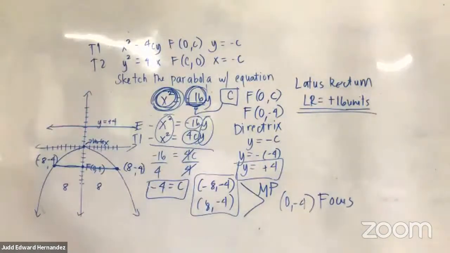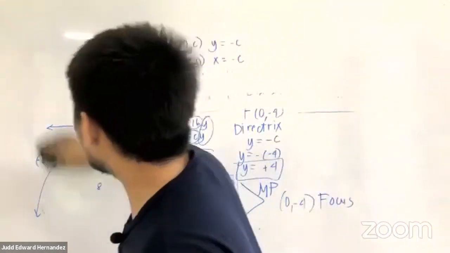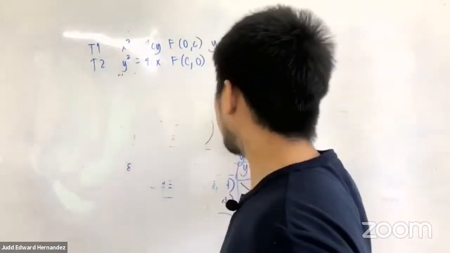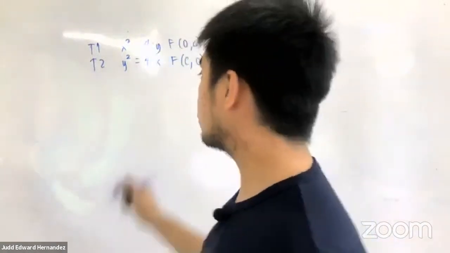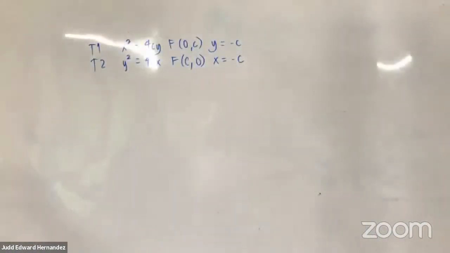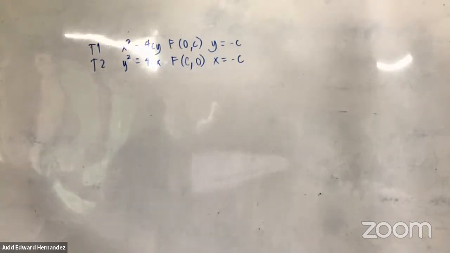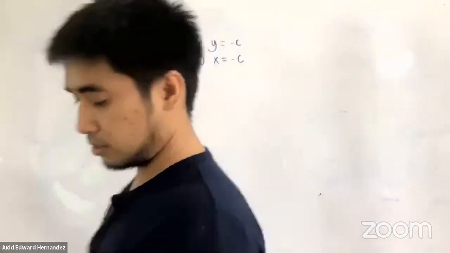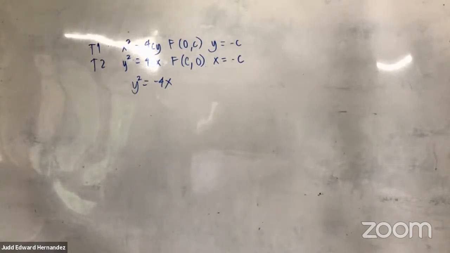Okay. So magbigay naman tayo ngayon ng example if yung equation naman natin is it's either opening to the left or to the right. So magbigay naman tayo ng example ngayon kung papunta naman siya sa kaliwa or papunta sa kanan. So sketch ulit natin yung parabola. Let's have another example for this one, ha? Okay, what if I am given y squared is equal to negative 4x? Okay, we are given y squared is equal to negative 4x.